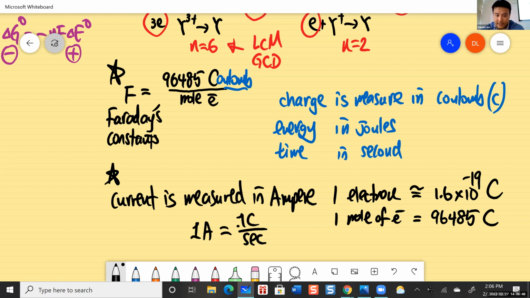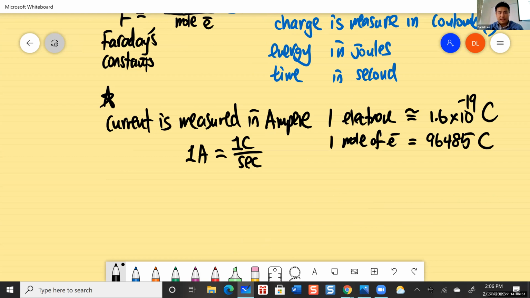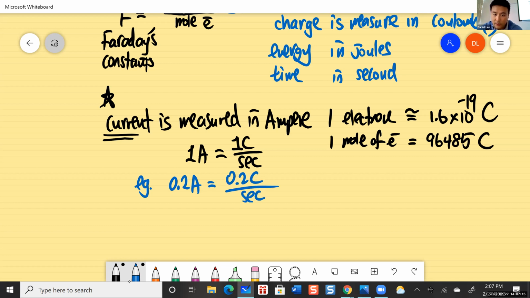The more ampere, the more coulombs every single second flows through a particular point in time. So current is the flow of charges, which is the flow of electrons. In the wires that you guys have, there's a bunch of electrons flowing, which means a bunch of coulombs are flowing through. If you have 0.2 amperes, that means you have 0.2 coulombs every single second flowing through a point in the wire.